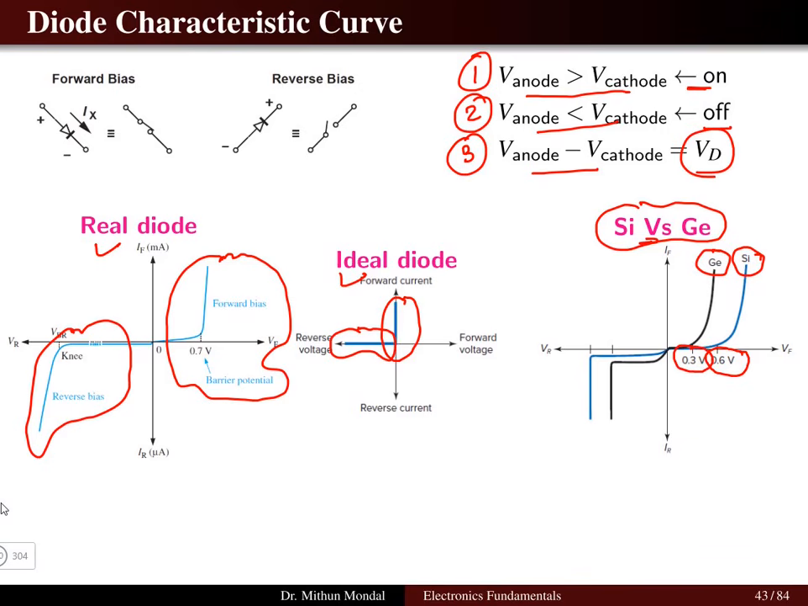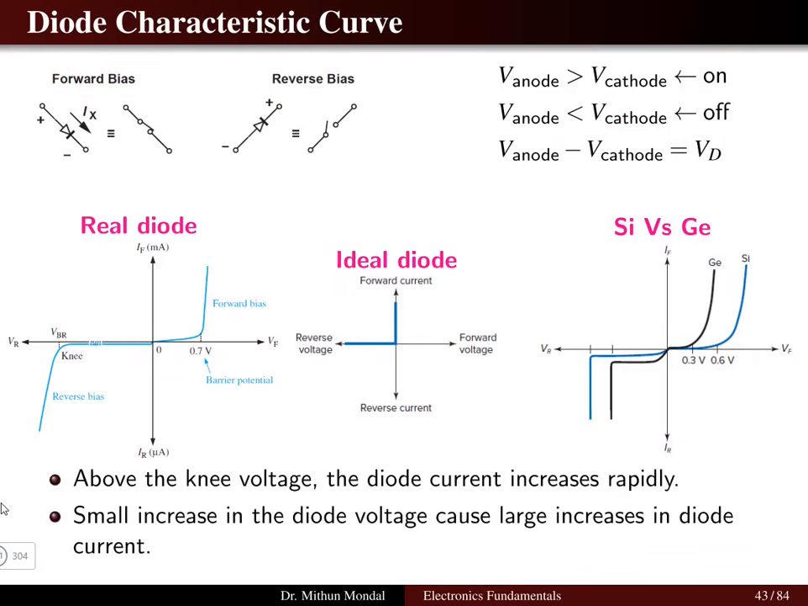So the nature of the curve remains the same, only the difference is in the barrier potential. In the forward bias condition, the diode acts as a closed switch, and in the reverse bias condition, the diode acts as an open switch. Above the knee voltage, the diode current increases rapidly. So we can see that when the knee voltage is exceeded, the diode will conduct rapidly, and a small increase in the diode voltage causes a large increase in the diode current.